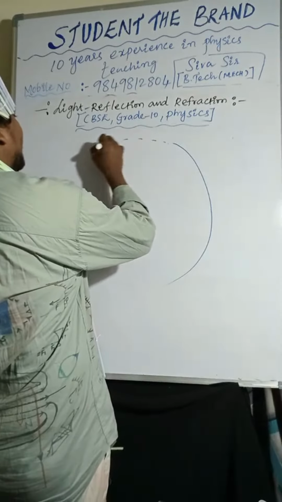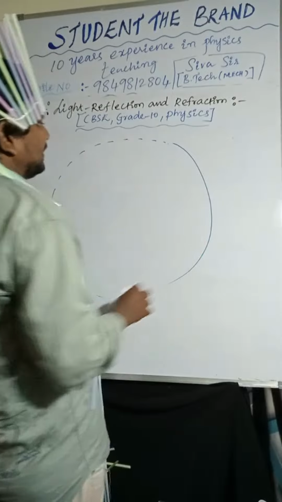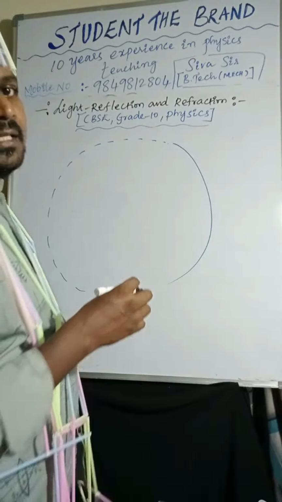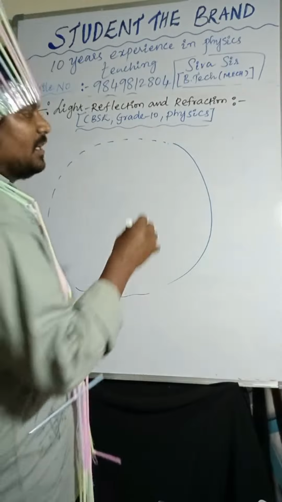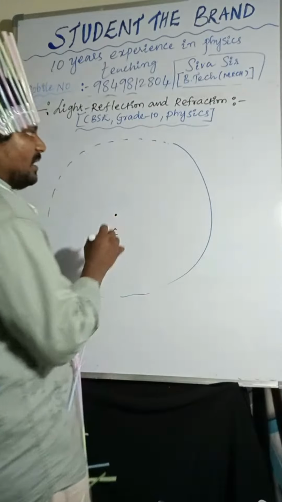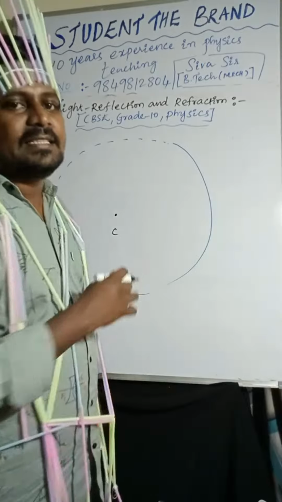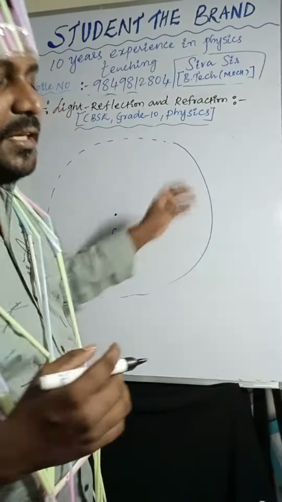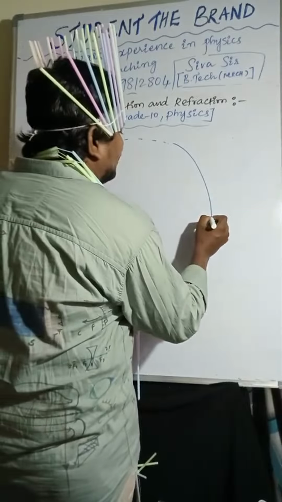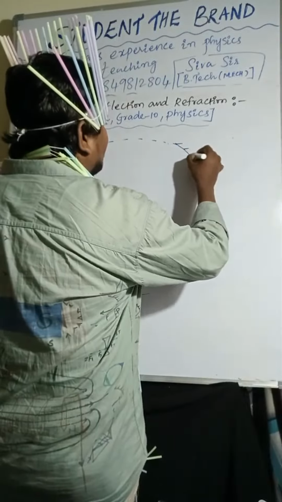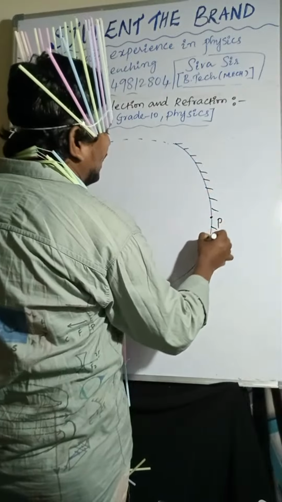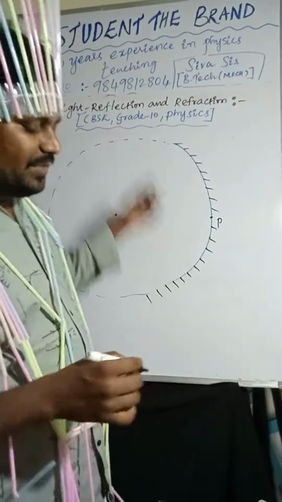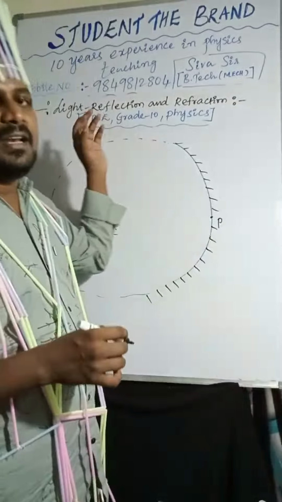I'm considering here this as a part of the sphere. C is the center of the imaginary sphere of which the mirror is a part. The midpoint of the mirror is called the pole.